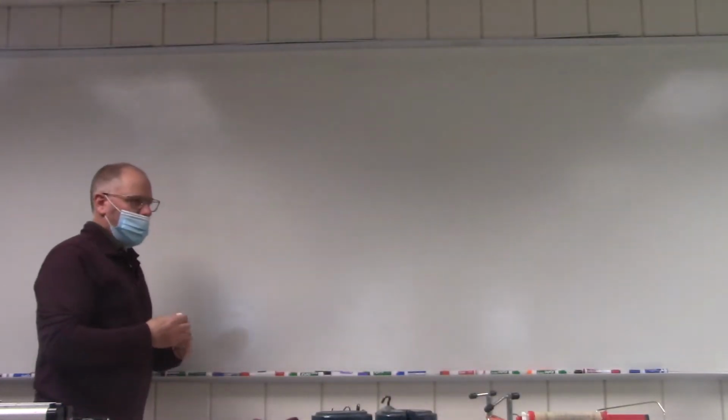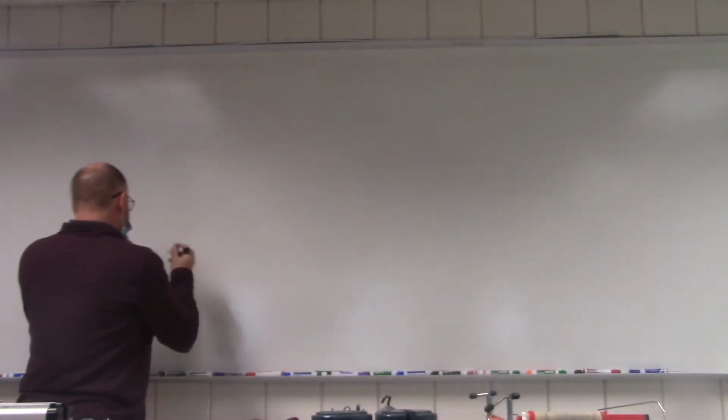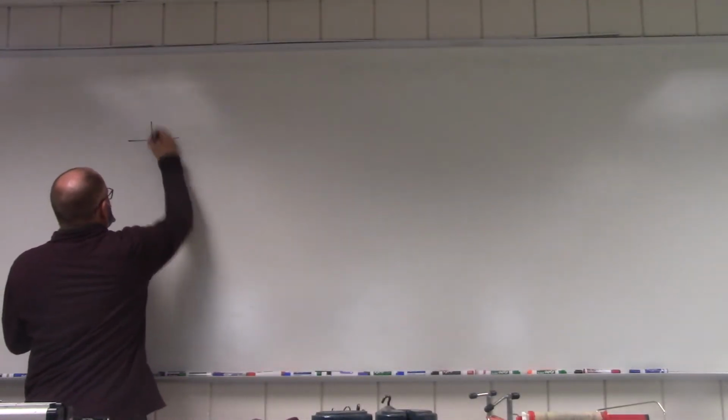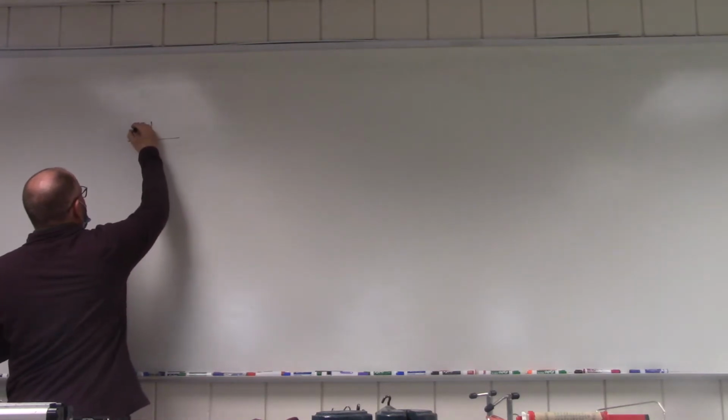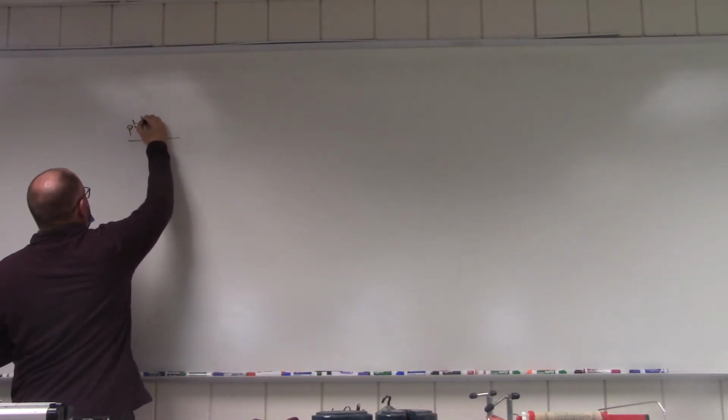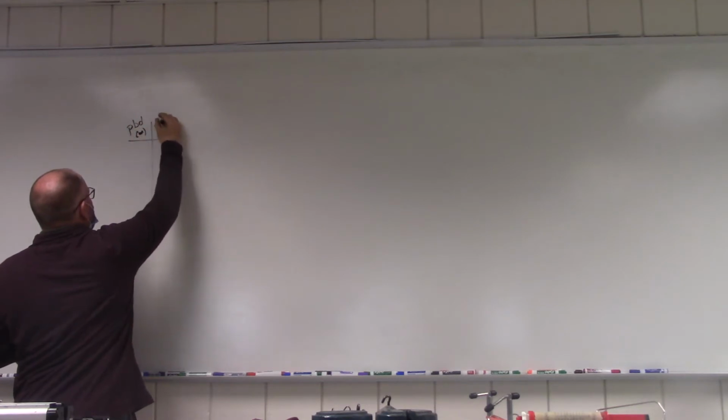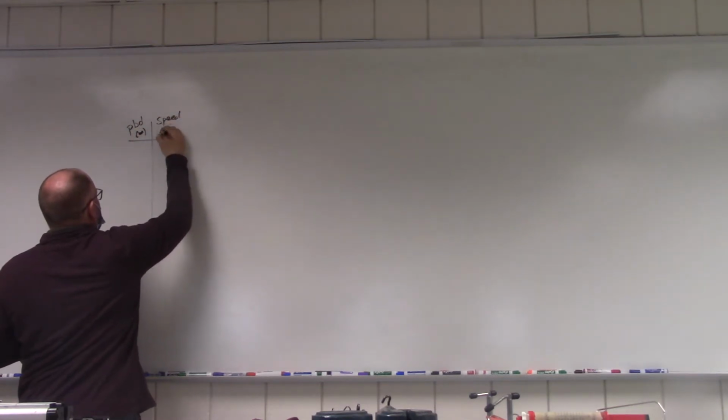All right, so in the original lab activity, okay? In the original lab activity, we graphed two things. We graphed the pullback distance, measured in meters, and the speed, measured in meters per second.